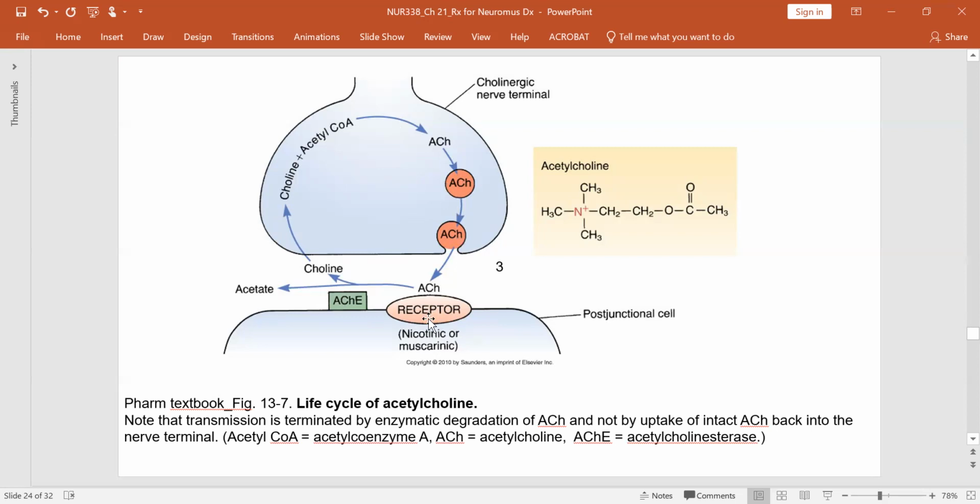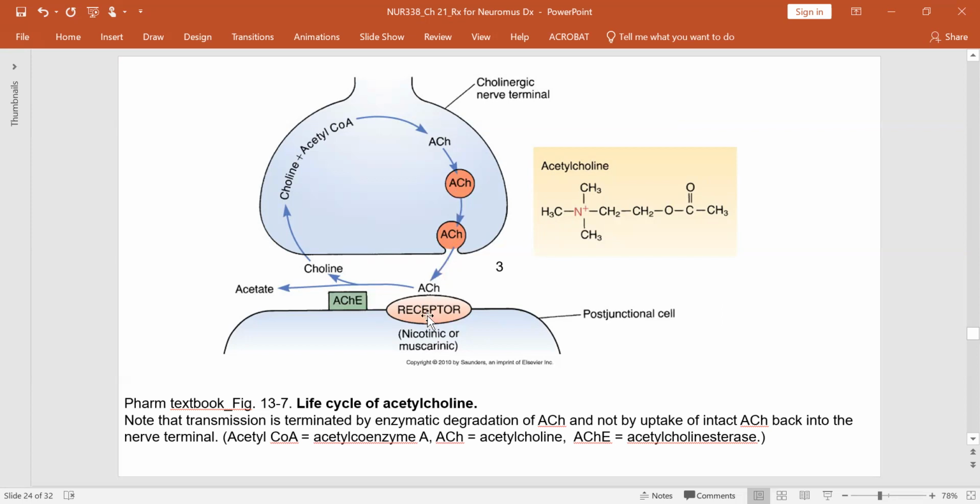So the muscle will contract. That will lead to contraction of the muscle. So we are going to block the acetylcholine, and that would lead to muscle relaxation. So this is a depolarizing neuromuscular blocking agent.